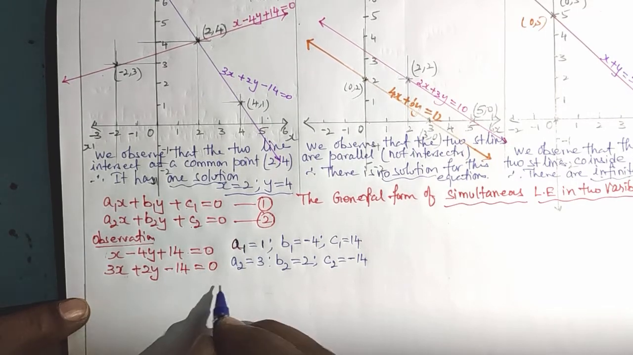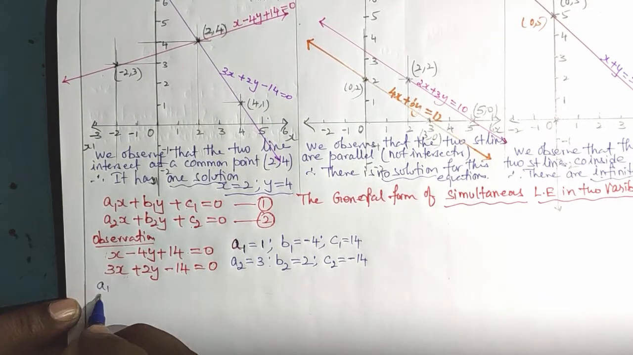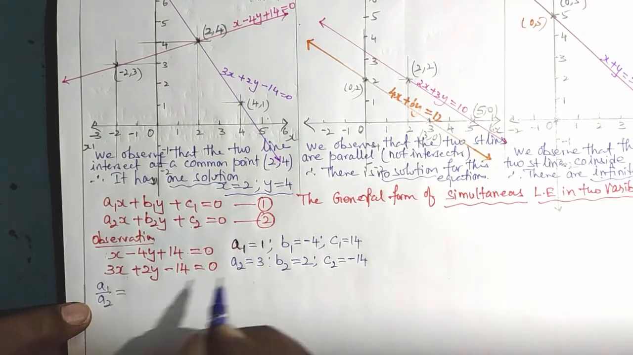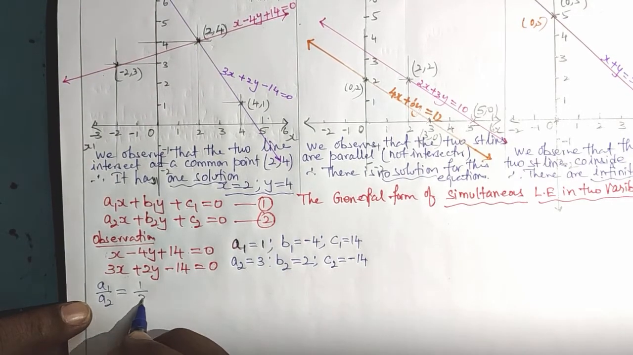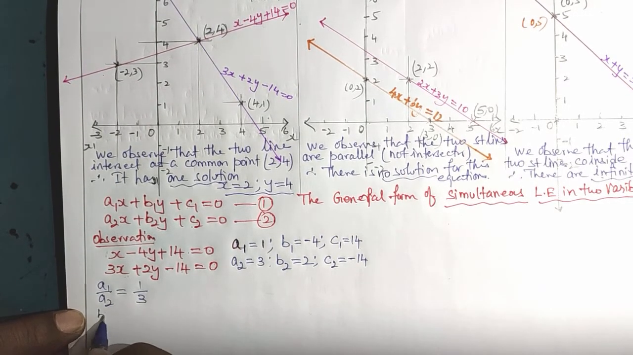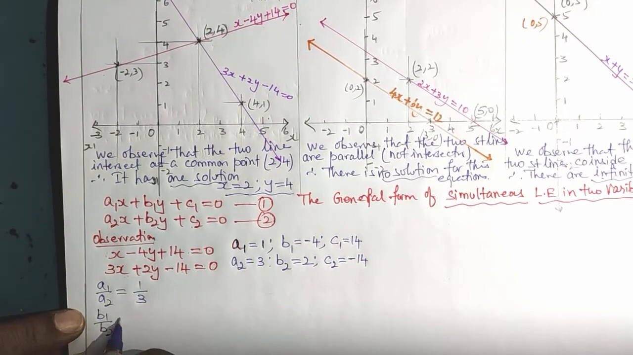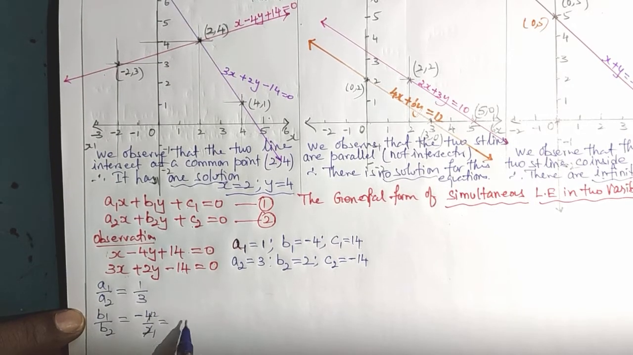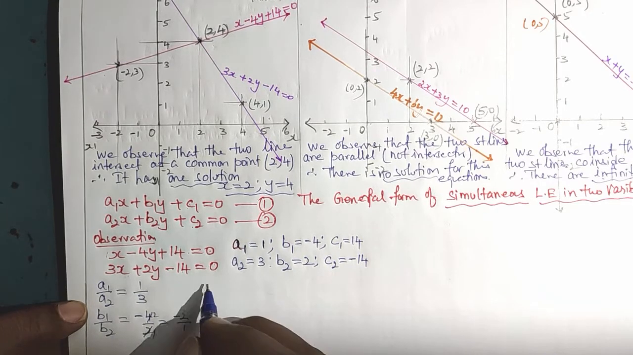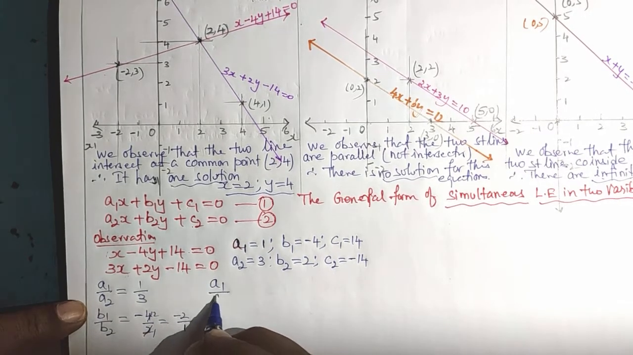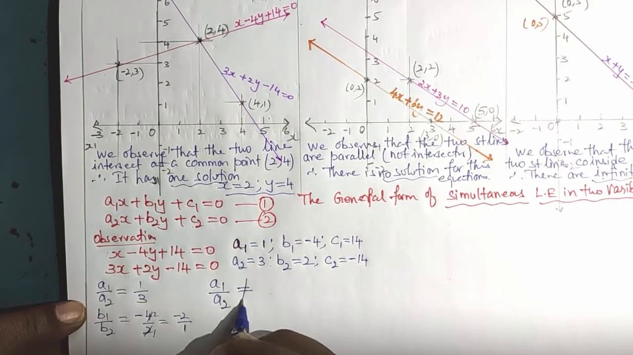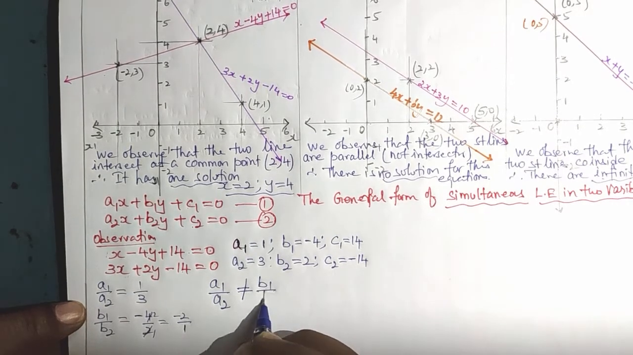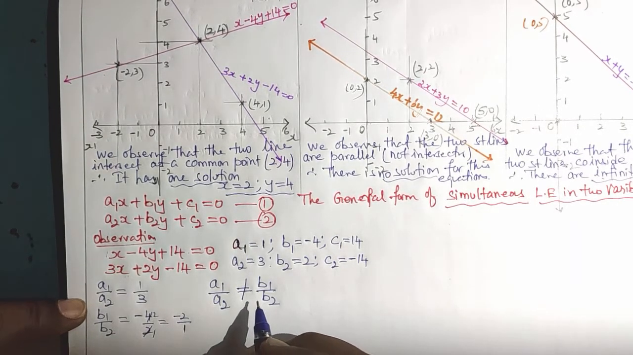Now let us check the ratio of a1 by a2. It is 1 by 3. What is the ratio of b1 by b2? Minus 4 by 2, which is minus 2 by 1. So here we observe that a1 by a2 is not equal to b1 by b2.